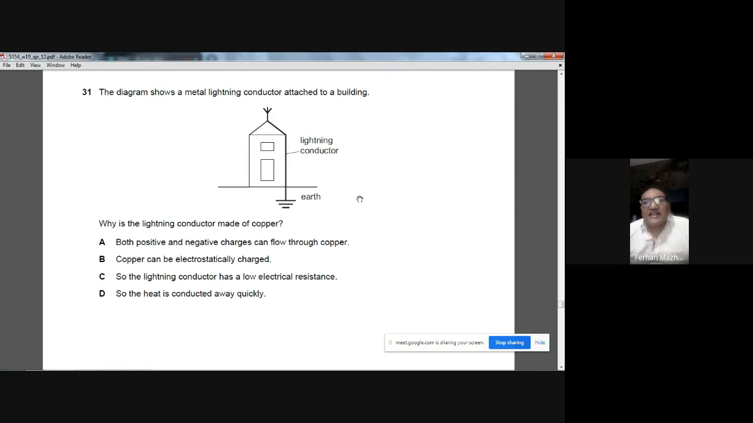Both positive and negative charges can flow through the copper. Copper can be electrostatically charged. So the lightning conductor has a low electrical resistance, so the heat is conducted away quickly. So the lightning conductor has a low electrical resistance. Yes, that could be true. C, copper can electrostatically charge. No. Both positive and negative charges can flow through the copper. Positive charges cannot flow, like negative charges obviously can flow through the copper. So C looks the best option to me. Question number 31, C is the exact and the right option, sir.